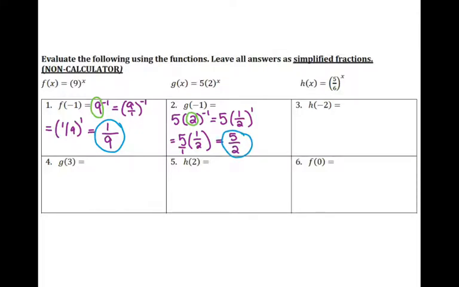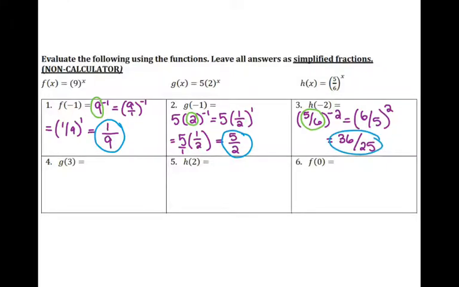Number 3. Another negative exponent. This time I'm plugging into the h function, so I'm going to take the 5/6 and raise it to the negative second power. Once again, anytime I am raising something to a negative exponent, I'm going to take my base and flip it over. So this becomes 6/5 to the positive second power. And then from here I can square both of those terms. So 6 squared is 36, and 5 squared is 25.